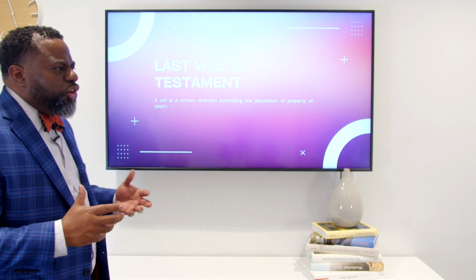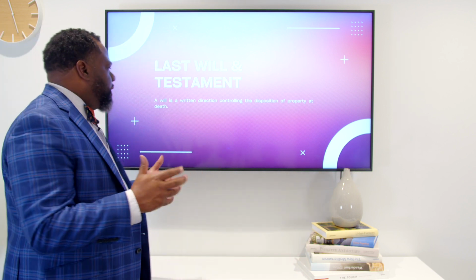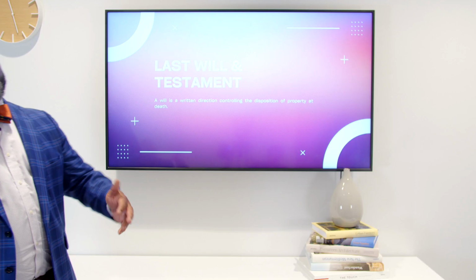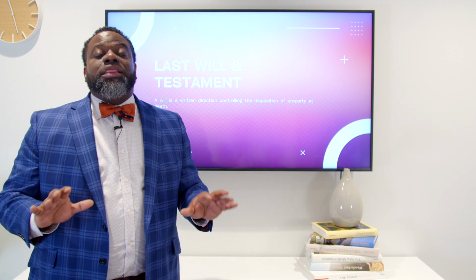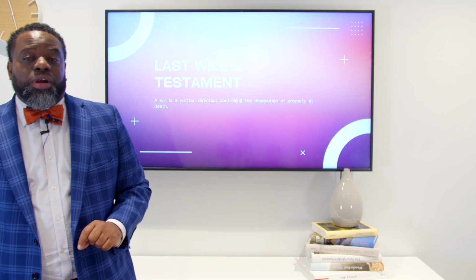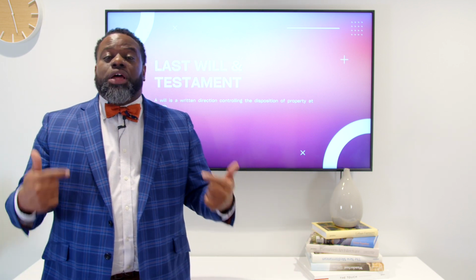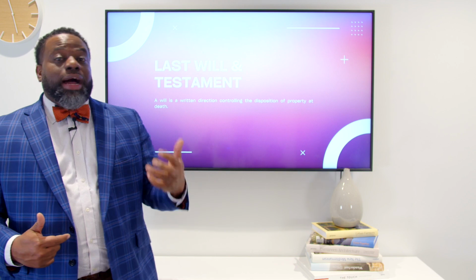First, let me give you a basic description of what it is. A will is a written direction controlling the disposition of property at death. Basically, it says, when I die, this is what I want to happen with my assets, and this is where I want my assets to go. That is the general description. My description of what I tell anyone that gives my office a call or contacts me and asks me about a will, I tell them this.